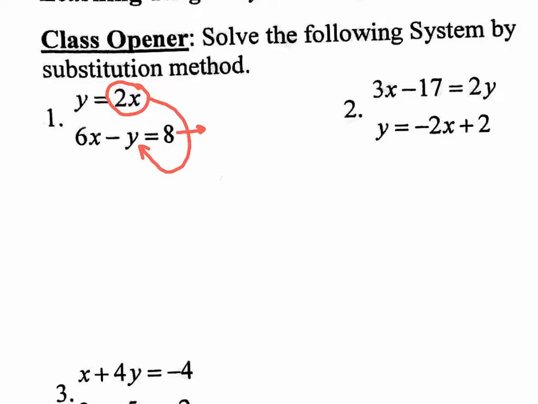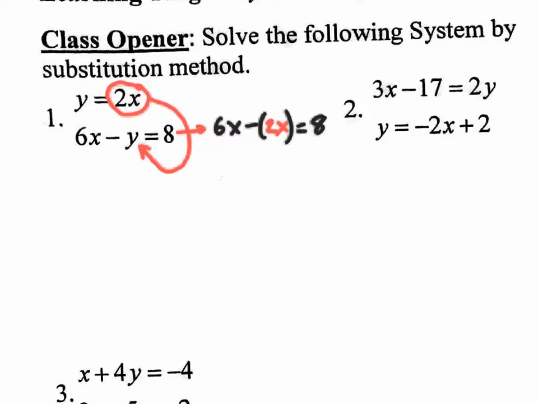That way your new bottom equation will read 6x minus y, but instead of y we put parentheses and you plug in that 2x equals 8. Once again, same exact equation. 6x minus y equals 8. 6x minus y, which is really 2x, equals 8.